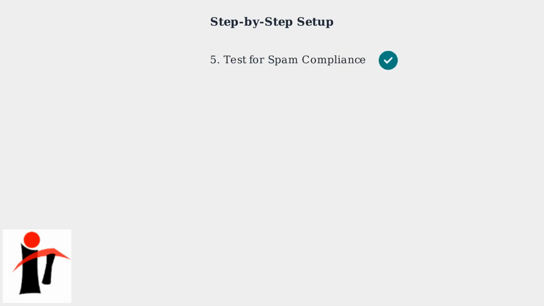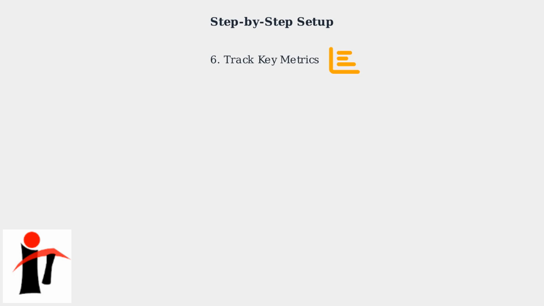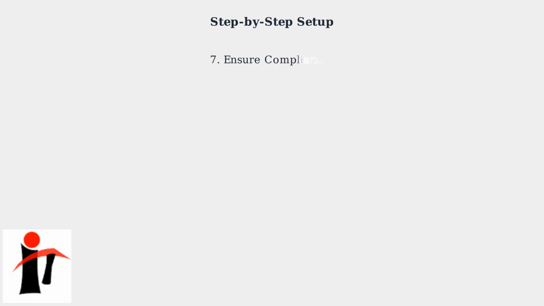Before launching, test your email for spam compliance using tools like Mail Tester. Send a preview to check deliverability and ensure your content meets inbox standards. Track key metrics like open rates, aiming for 20 to 30%, and click-through rates via Klaviyo's analytics dashboard to measure campaign performance. Finally, ensure all GDPR and DSA requirements are met by including proper unsubscribe links and respecting privacy regulations.